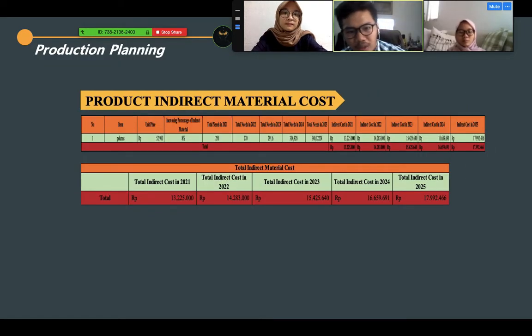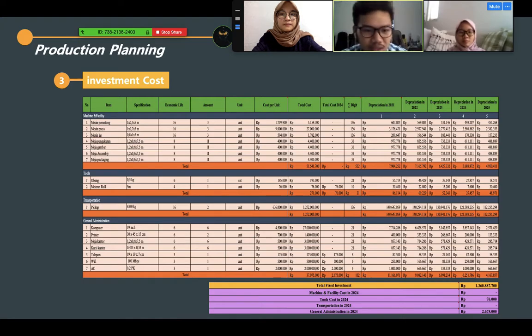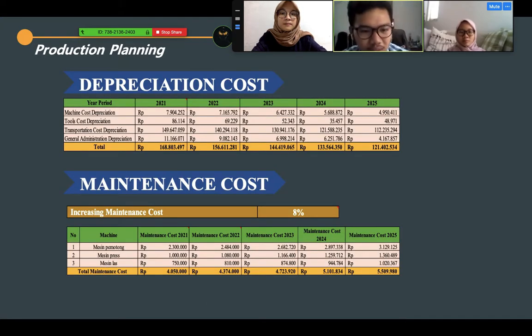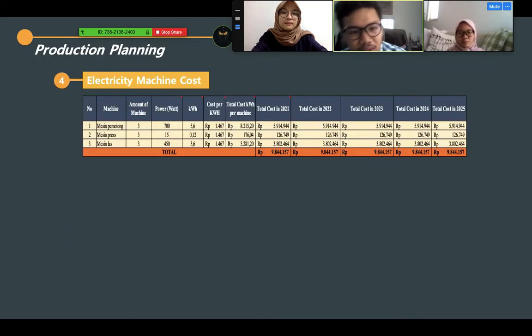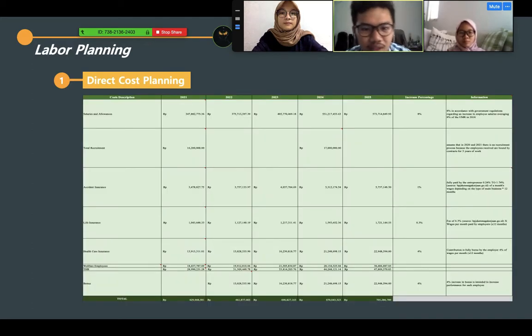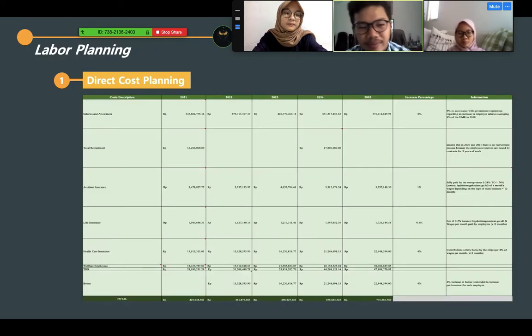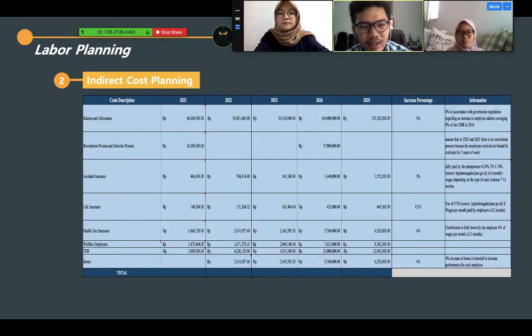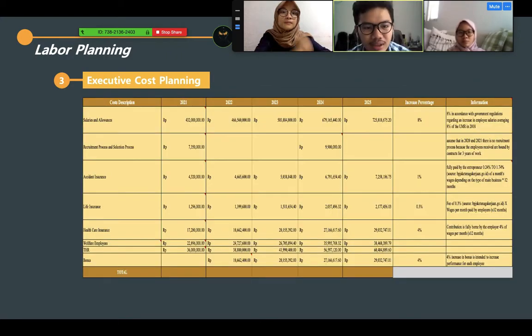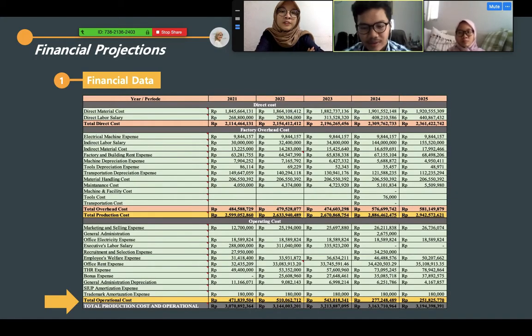This is our product indirect material cost data. This is our investment cost. This is our depreciation cost and maintenance cost. And this is our electricity machine cost that is used for our machine in a factory. This is our direct cost planning. This is our indirect cost planning, as you can see from the table. And this is our executive cost planning. The next one is continued by Fara.